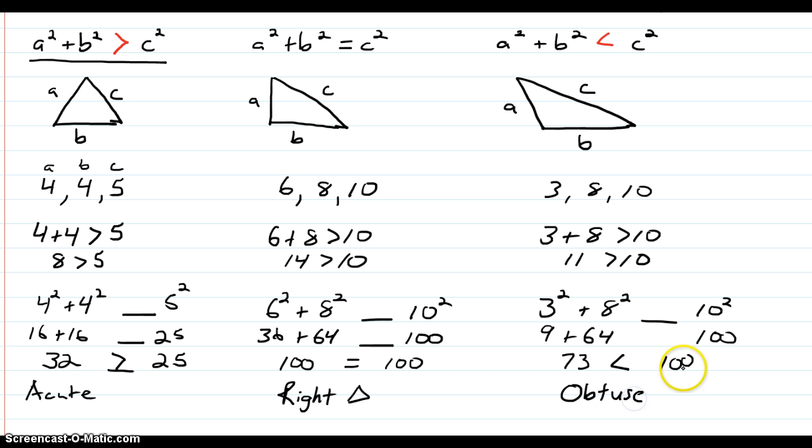And if you think about it, it makes sense. Our third side is really big. It's bigger than the sum of these two squared. And big means obtuse. So I hope this helps.